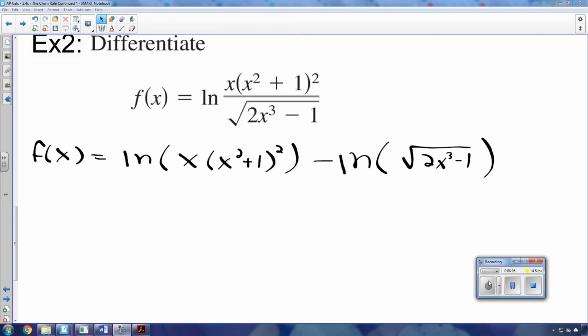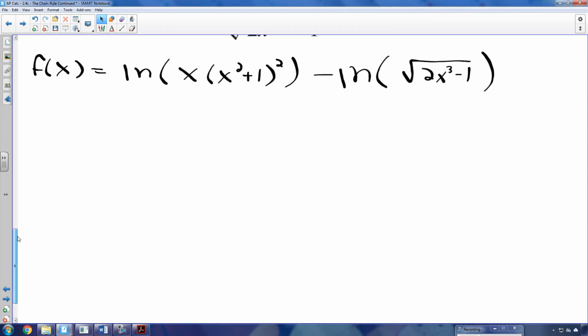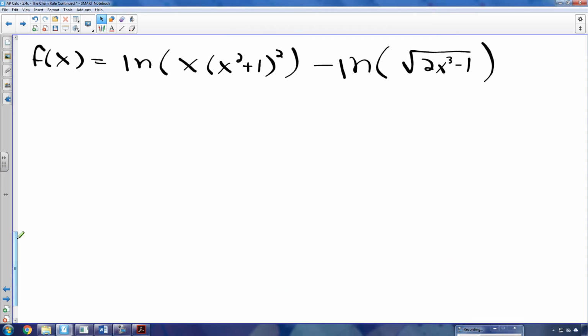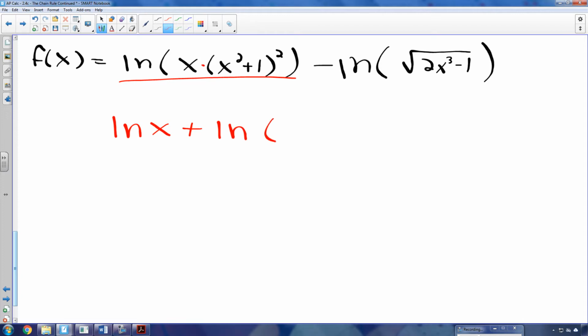Now let's break into each of those pieces quickly. So going through this first piece, let's forget about where that came from for now. You can always rewind if you need to. Let's just work on this guy right now. A lot going on here. I'm going to see multiplication first, so I'm going to change it into ln of x plus ln of x squared plus 1 all squared. I'm going very step by step here.